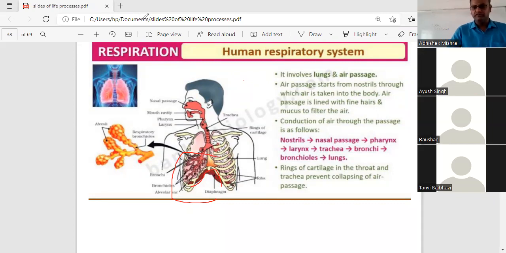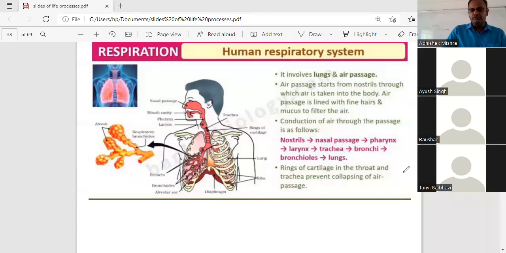Yes, sir. During inhalation, our ribs move upward and downward, and the diaphragm contracts, and the volume of the thoracic cavity increases, and pressure will increase. Okay. Tanvi, one mistake you have done. You said our ribs move upward and downward. When it moves upward, automatically it goes outward, not downward. Got it, Tanvi? Okay, sir. Only one word was there which you have mistaken.